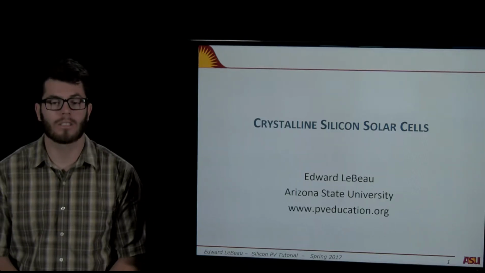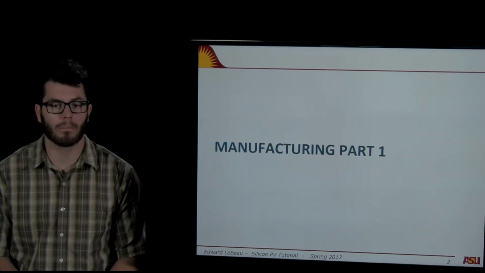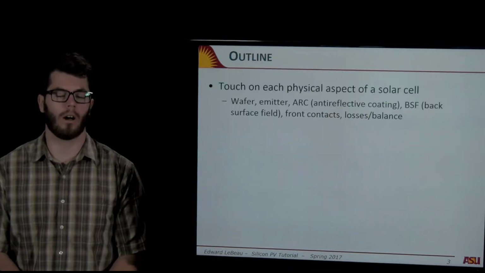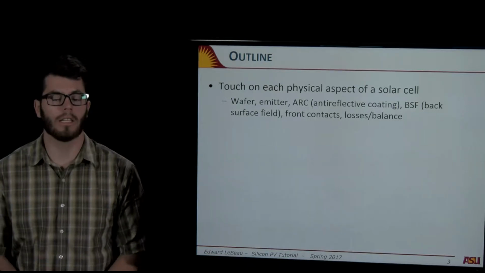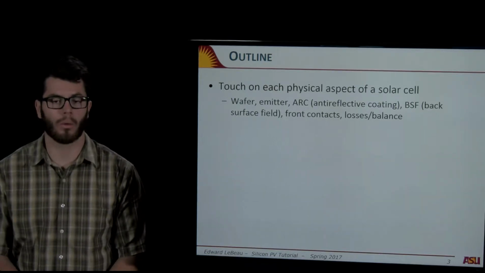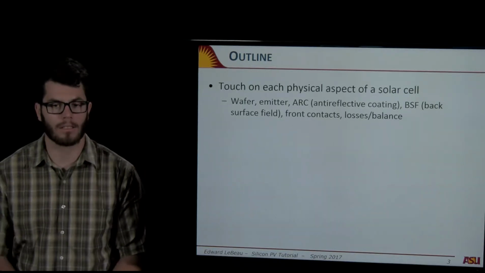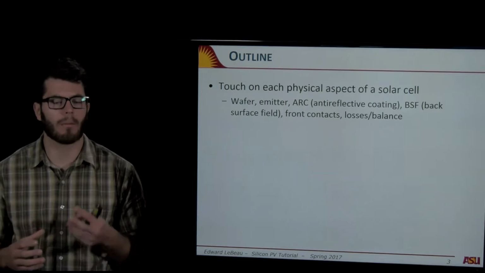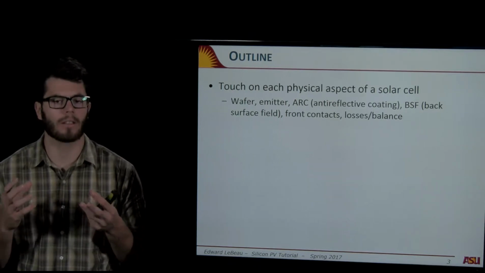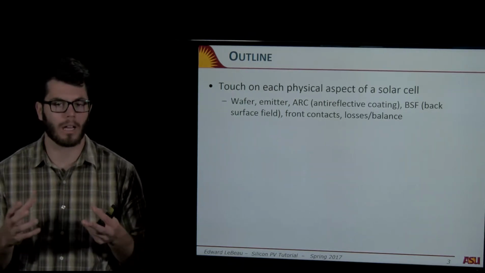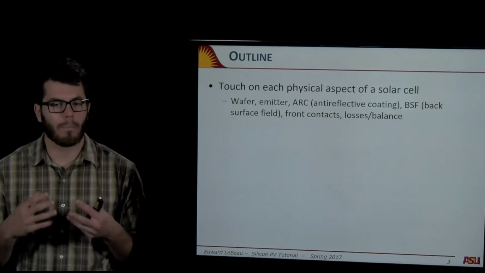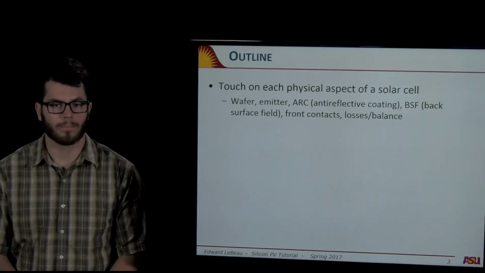I'm here with our crystalline silicon solar cells lecture series, and today we're going to dive into our manufacturing part 1. So let's look over our outline. Today we'll touch on each of the physical aspects of a solar cell: the wafer, the emitter, the anti-reflective coating, the back surface field, the front contacts, and the losses, which is really going to be talking about how to balance all these things. There's key characteristics to each of the things we'll talk about today, and there's a way to balance them to get a great solar cell.